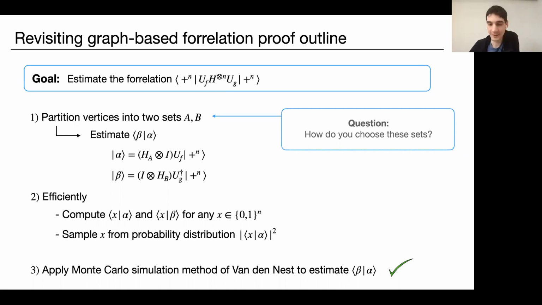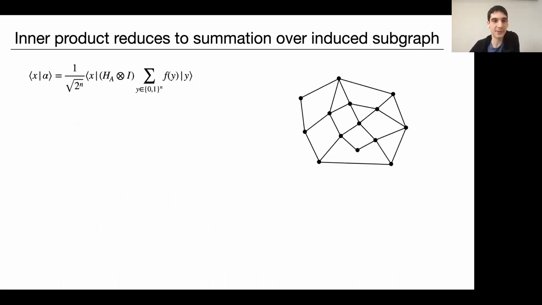So let's take a look at one of these terms in the second step more closely. Let's look at the term where we have the inner product between a computational basis state x and the state alpha. And I've written alpha here expanded as the sum of this two-local function over some graph. So let's say that the two-local function is acting on this graph on the right here. And this first step is just the definition of alpha.